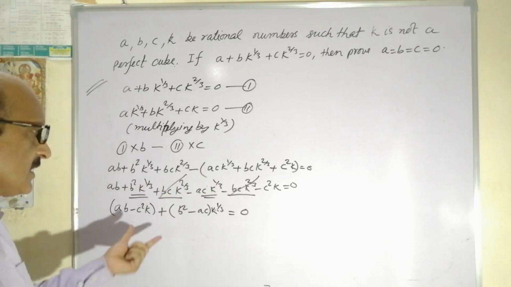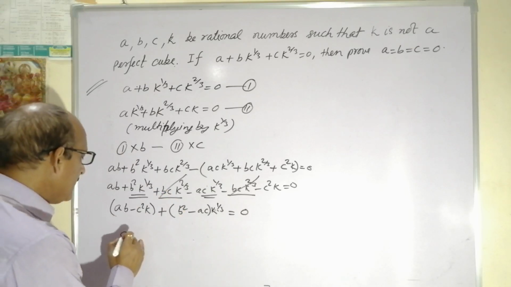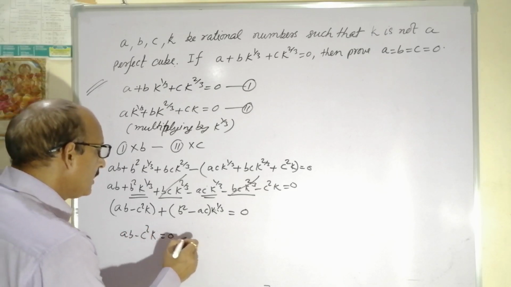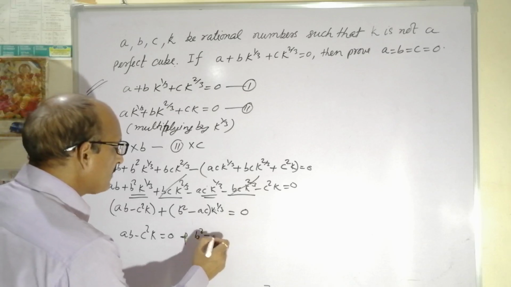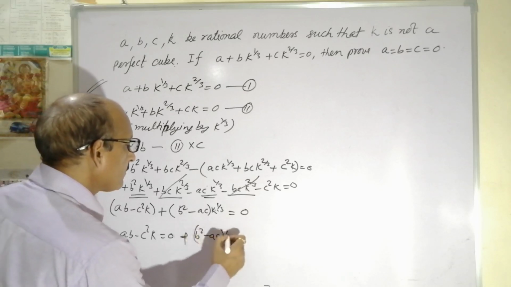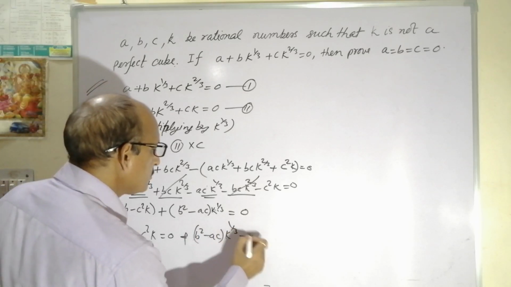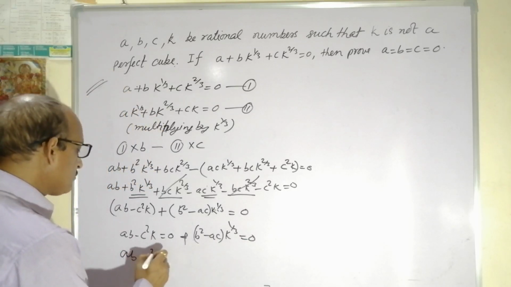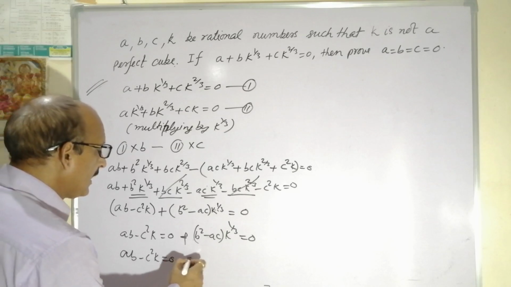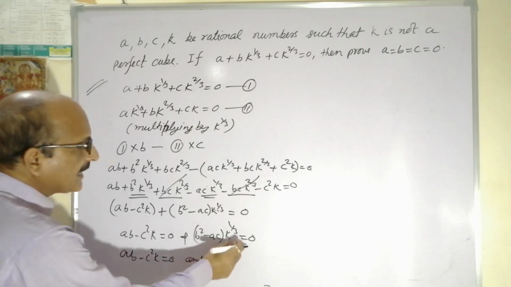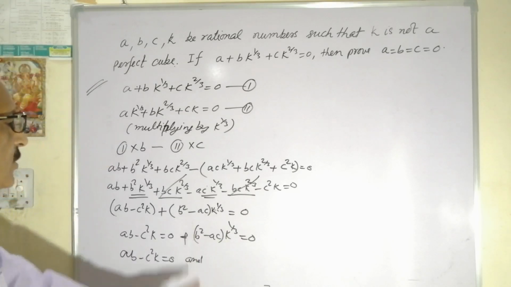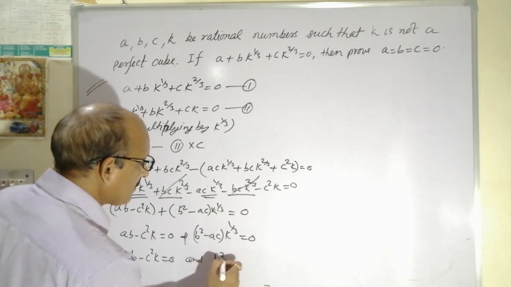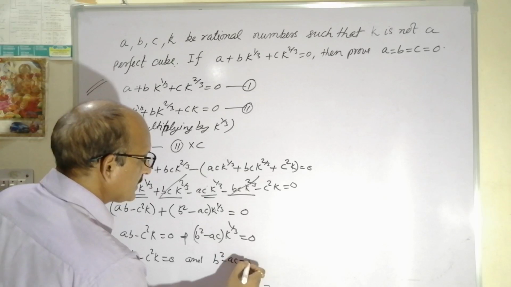The numbers are rational, so obviously AB minus C square K is equal to 0 and B square minus AC into K to the power 1 by 3 is equal to 0. Another step over here: AB minus C square K is equal to 0, and because K is already given not a perfect cube, we can't consider it 0. Zero can be here only B square minus AC, that is 0.